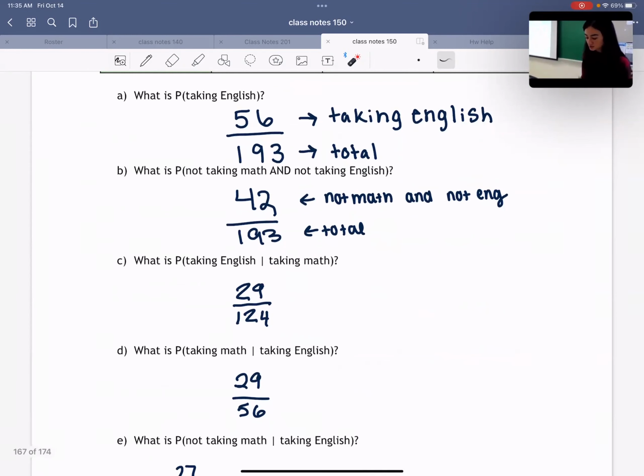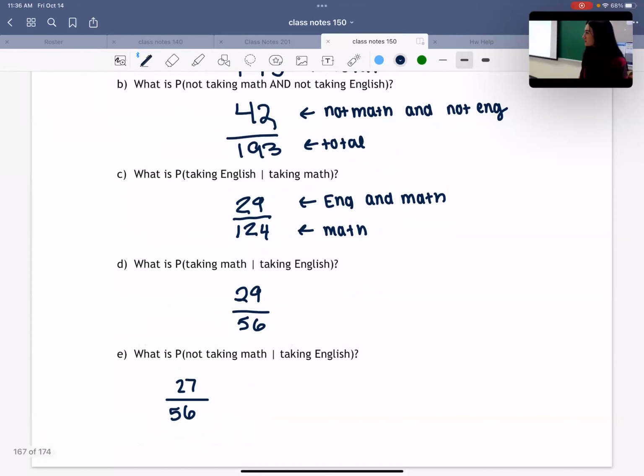Part C was a conditional probability. We wanted to find the probability of taking English, given that we already knew that the person was taking math. Who wrote up this one? Was that Hope? Do you want to explain how you got this one? Yeah, so. Perfect. So since this was a conditional probability, the number on the bottom is the second value, and then the one on top is both. Great job, Hope. Any questions on part C?